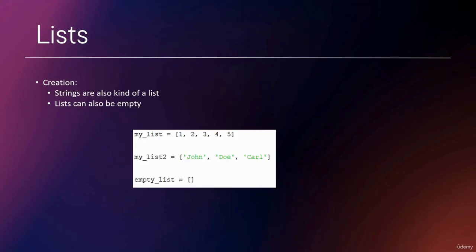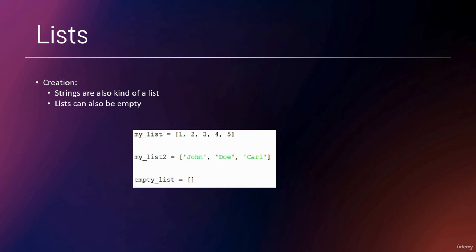So the creation of a list. Strings are also kind of a list, because most of the functions and methods that we can use on lists can also be used on strings, and strings are kind of a list because these are collections of different characters. Each character in a string is one item or one element, and when we combine them together in a collection, that forms a string. So strings are also kind of a list, and lists can also be empty.